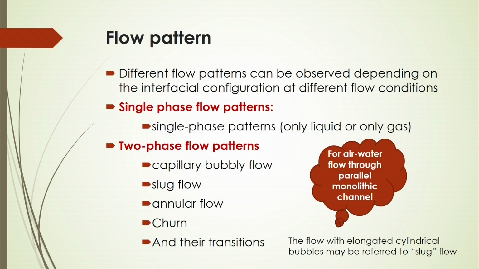Churn flow: there will be intermixing of the fluid particles at higher flow rate, and churning of the phases will happen. So, it is called churn turbulent flow. Then there is the transition, which may be either slug or annular. In a particular operating condition, you may get slug and annular mixed, and that is called transitions. So, for air water flow through the parallel monolithic channel, you have flow patterns like capillary, slug, annular, churn, and their transitions.